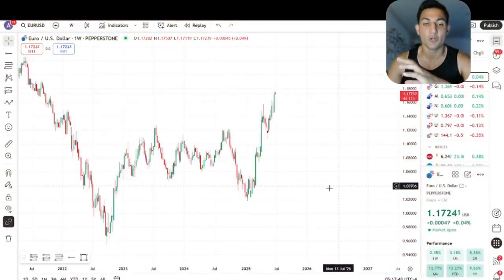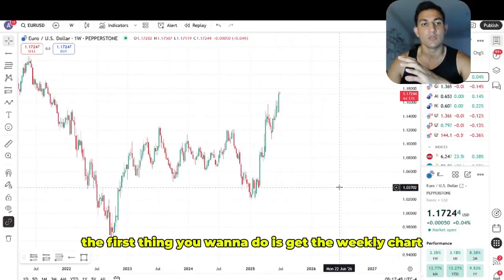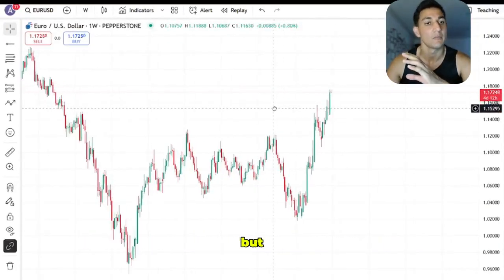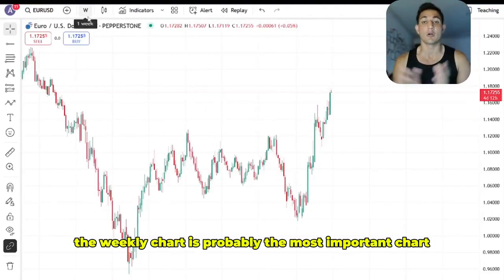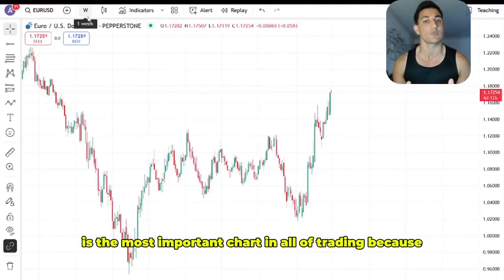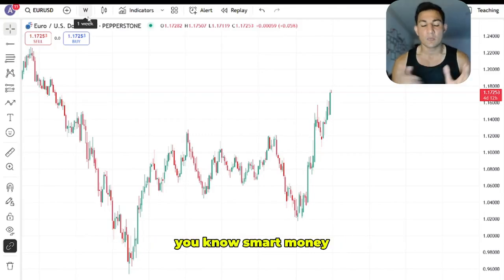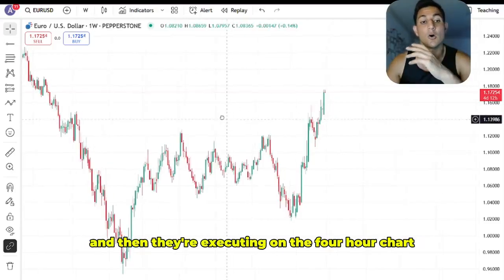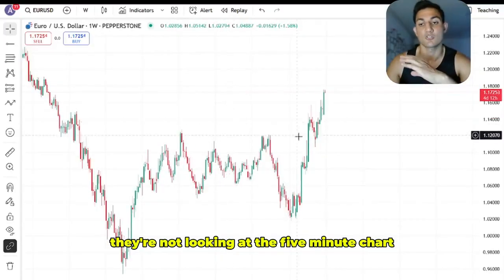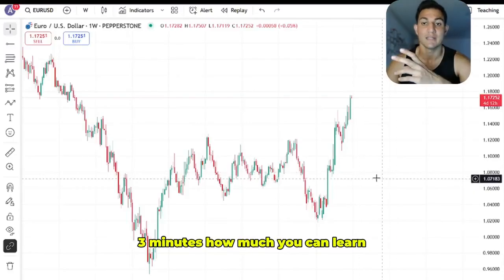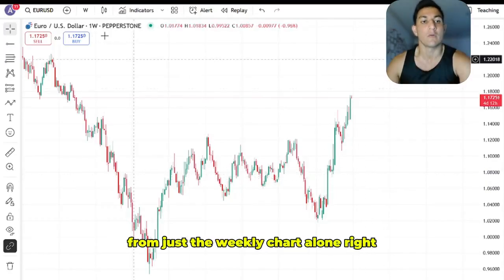So for daily buyers, the first thing you want to do is get the weekly chart up. And that might sound contradictory to the name, but the weekly chart is the most important chart in all of trading, because smart money, big banks, Goldman Sachs, whatever you want to call them, they're looking at the weekly chart and the daily chart, and then they're executing on the 4-hour chart. They're not looking at the 5-minute chart to do their analysis. And I'll show you in the next 2-3 minutes how much you can learn from just the weekly chart alone.